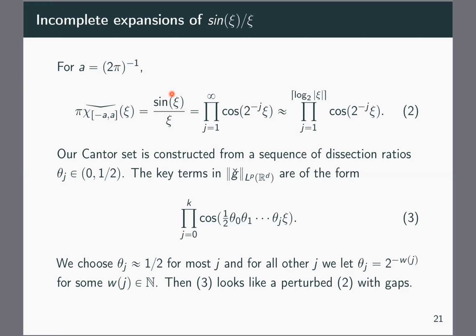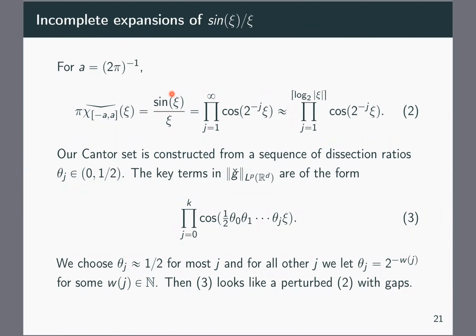So our Cantor set is constructed from a sequence of dissection ratios. The dissection ratios are related to how much we remove from the remaining intervals. If a dissection ratio at some generation is very close to 1/2, then that means that we remove very little from the remaining intervals. If the dissection ratio is close to 0, then we remove a lot. So in general, we would like the dissection ratios to be close to 1/2, but sometimes they will be closer to 0, as we discussed before.